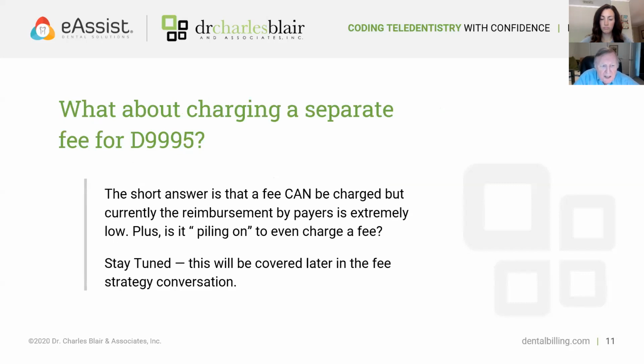So what about charging a separate fee? Well, the short answer is yes, a fee can be charged, but currently the reimbursement by payers is extremely low. Plus, is it kind of piling on to even charge a fee? So I want you to stay tuned because I have a separate section later where we're going to talk about fee strategies. Remember, just because there's a code does not necessarily mean we're going to charge for it, and not necessarily would a payer pay for that code.